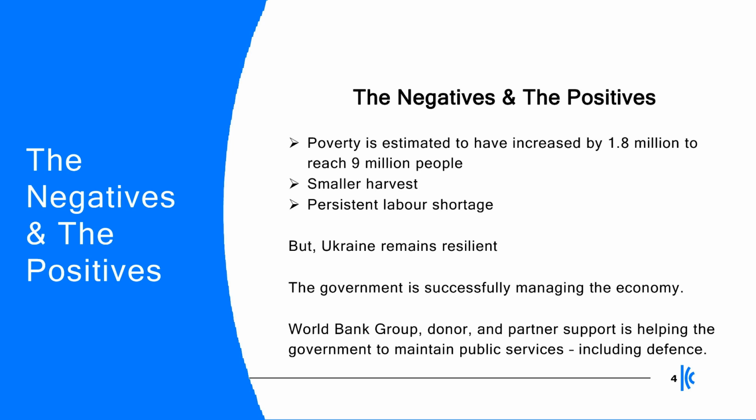Agricultural output has fallen due to the loss of territory and labor shortage, resulting in a smaller harvest. Given the importance of agriculture to the Ukrainian economy, this represents a major loss to the economy. Also, as I said, there is a persistent labor shortage, and not just in the agricultural sector. This is due to the demands of the military and the exodus of so many working women.